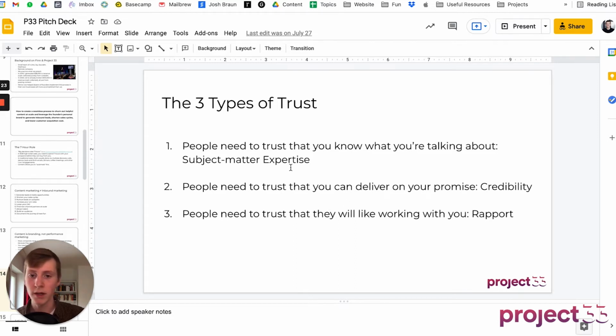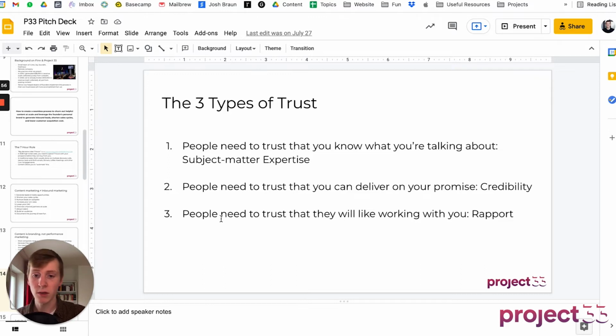So number 1, people need to trust that you know what you're talking about. That's basically that you're an expert in your field. What we call that subject matter expertise content. Some people call that thought leadership content. Same idea. 2, people need to trust that you can deliver on your promise or claims, right? Whatever you tell people on your website, whatever you tell people in your proposals, people need to trust that you can actually do that for people reliably. And so that's where testimonials come in, where case studies come in, credibility content.